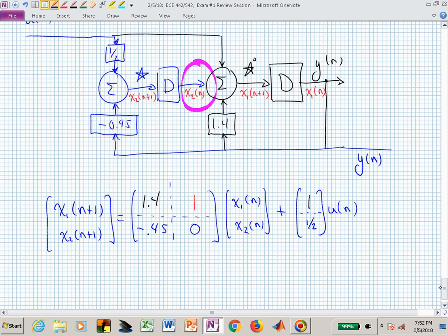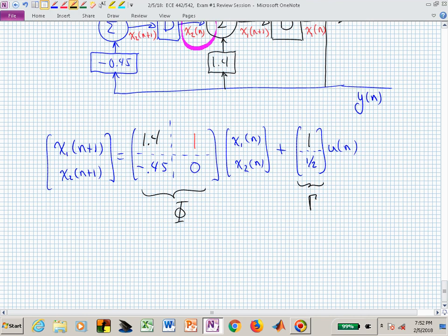This is now my system matrix phi. This is my input matrix gamma. If I want a state space representation, I also need the output equation. How many outputs do I have in this example?